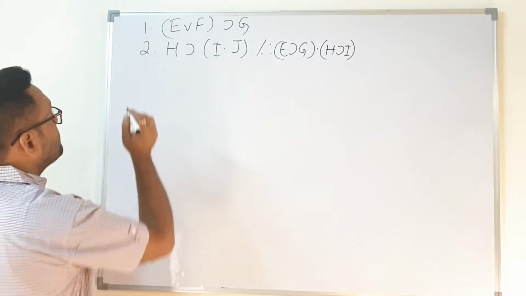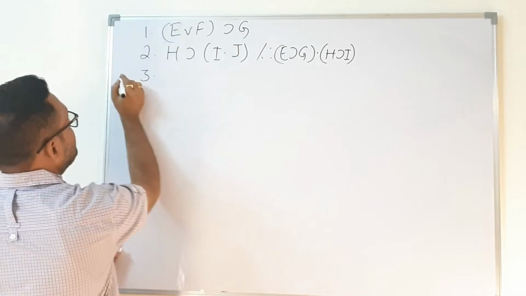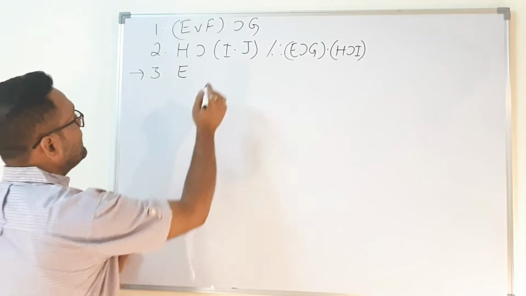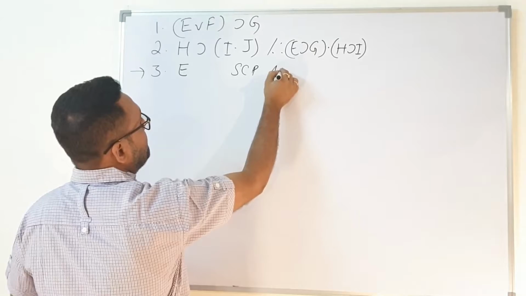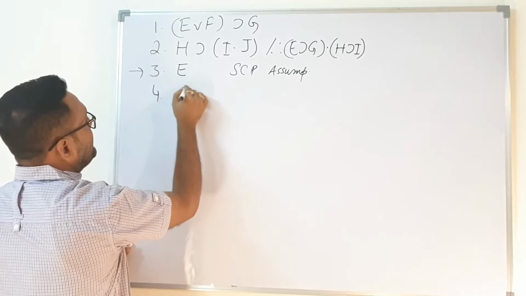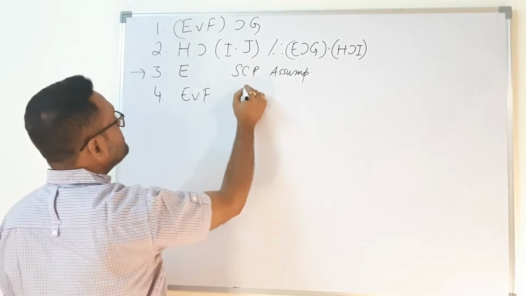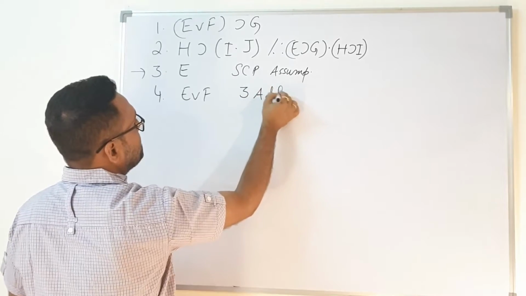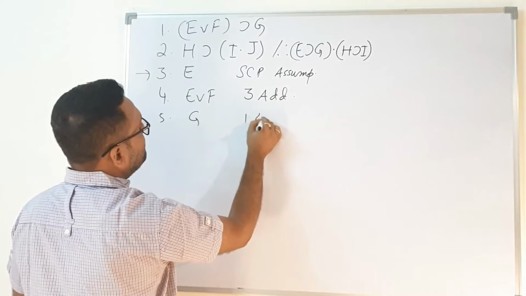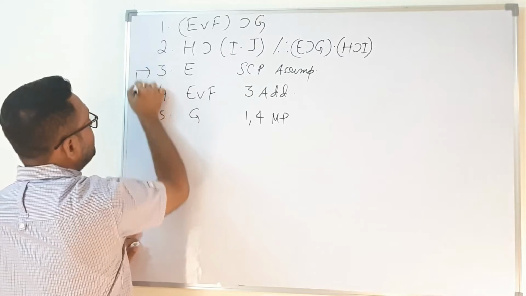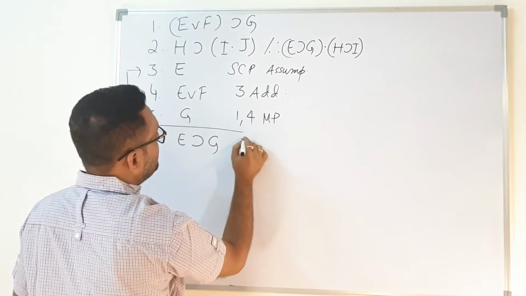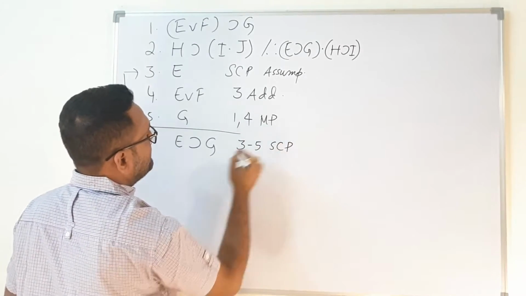So let us try it, and I will remove this rough work from here. As I told you, we need to assume E. So I am assuming E, which you can call the SCP assumption. I will make it E vee F because I need to enter this line, so by addition, then on step number 5, I will get G. This is 1, 4 modus ponens. Then I will put a closure, E implies G. So this will be 3, 2, 5 SCP, fine.